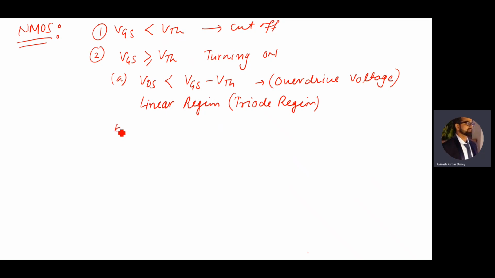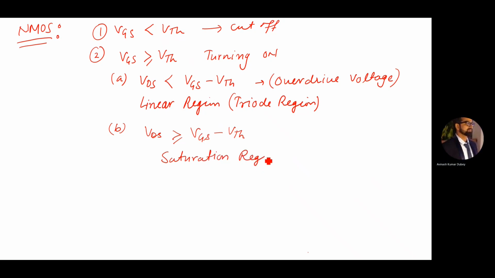And second, when VDS is greater than or equal to VGS minus VTH, the overdrive voltage, then it is called the saturation region. In the cutoff region we consider the drain current ID equal to 0. And in the linear region, what will our ID be?